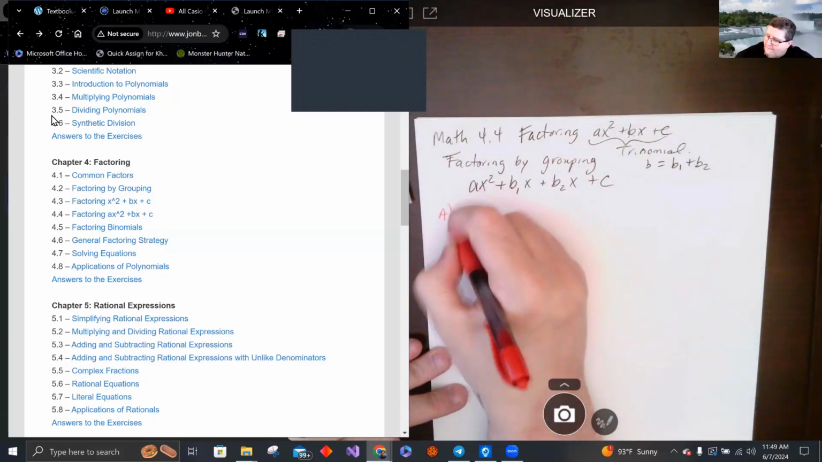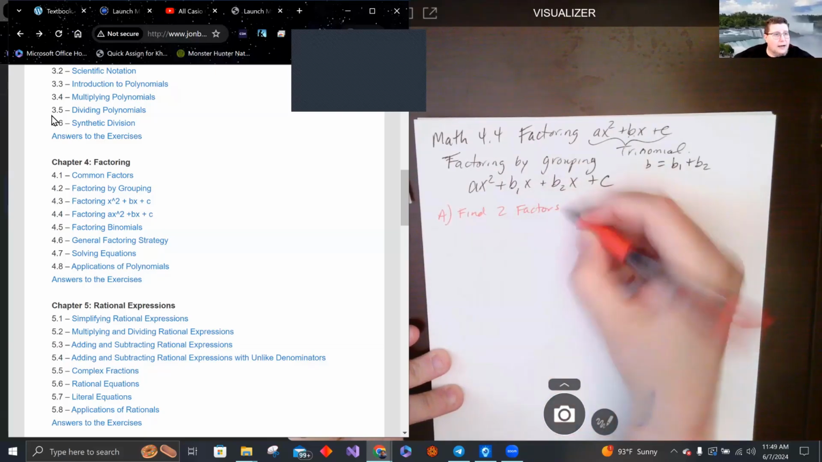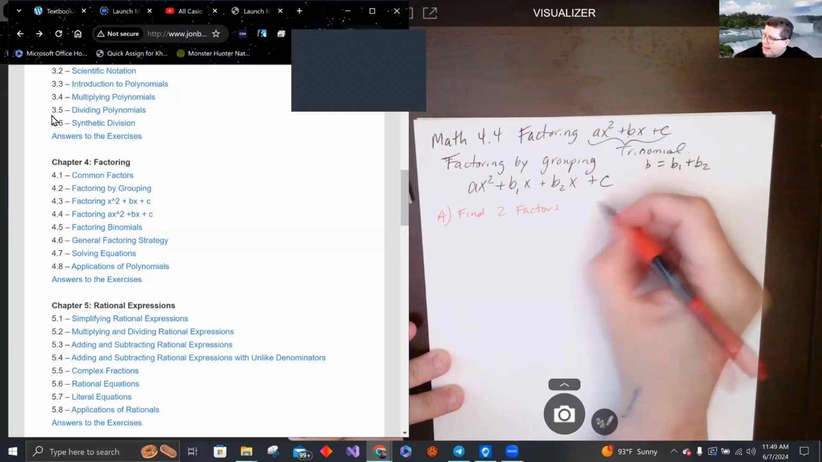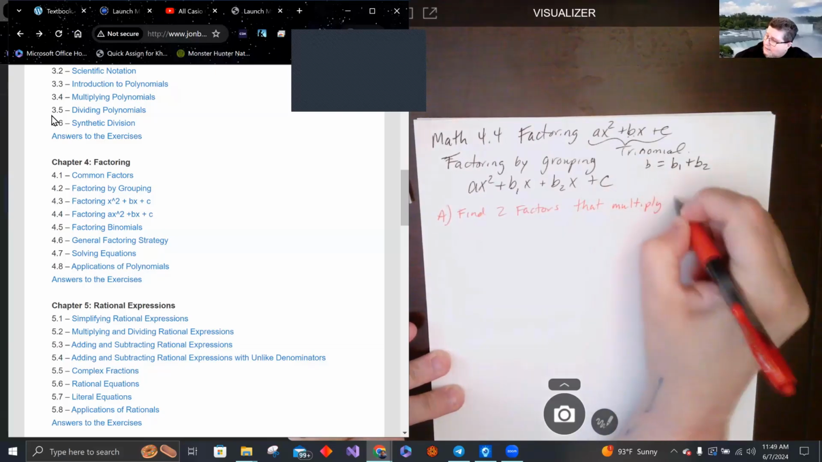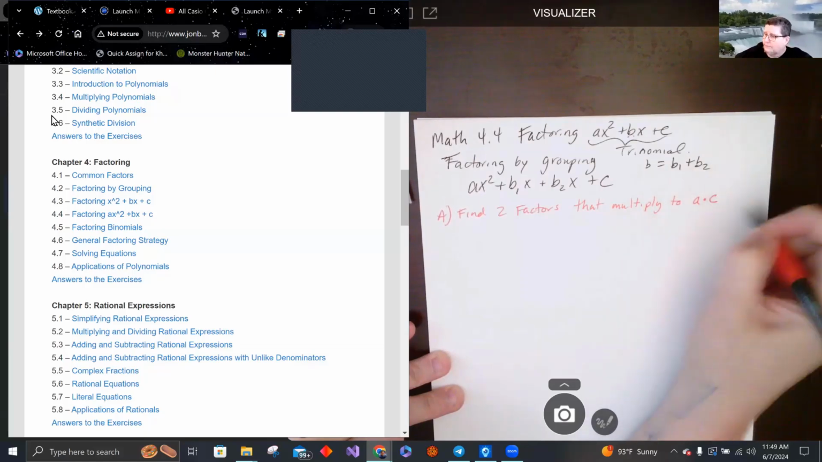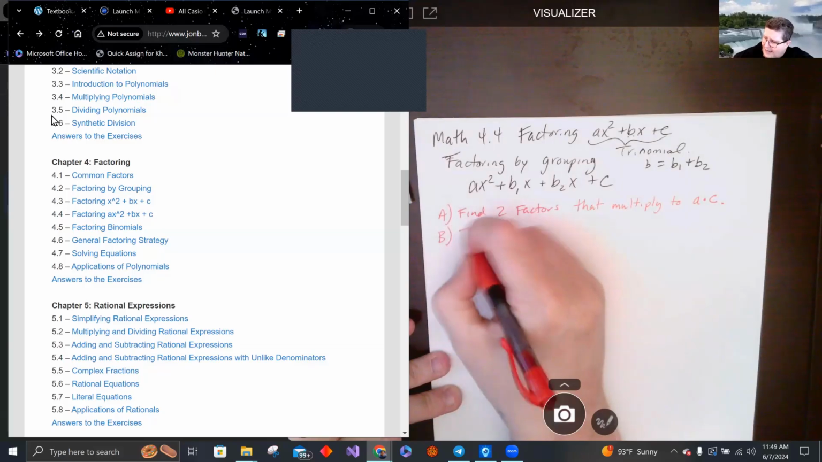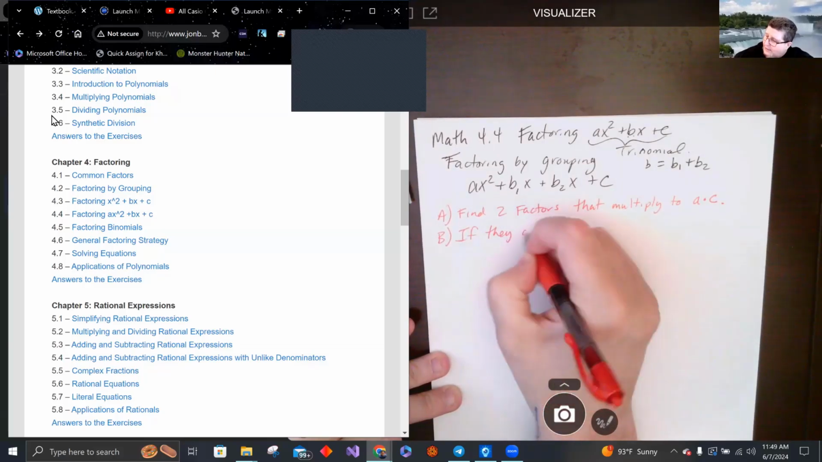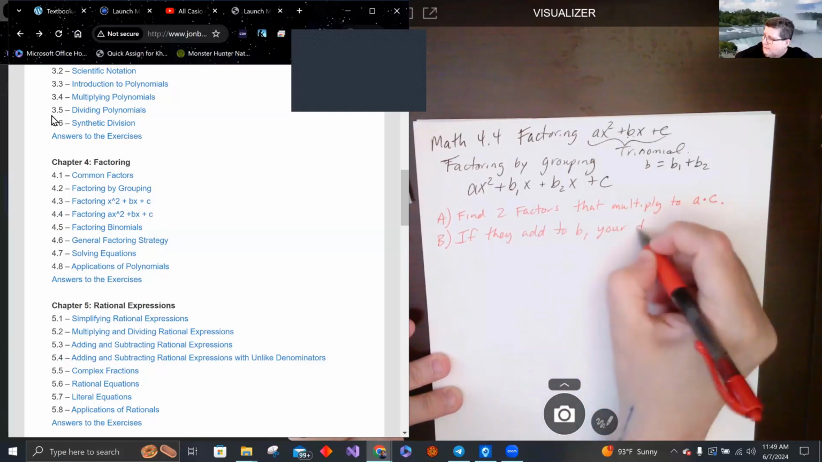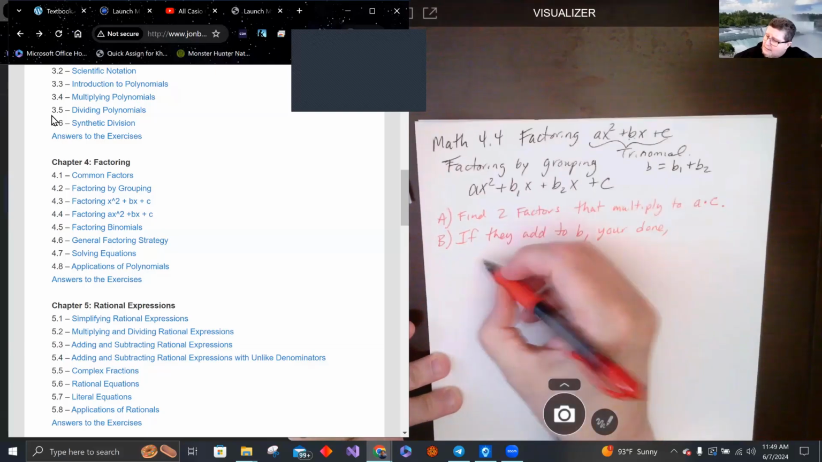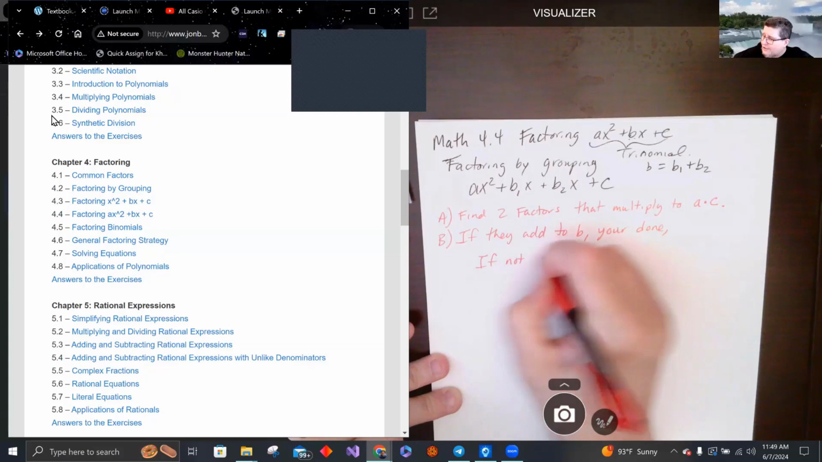A, find two factors that multiply to a times c. If they add to b, you're good. You're done. If not, try different factors.